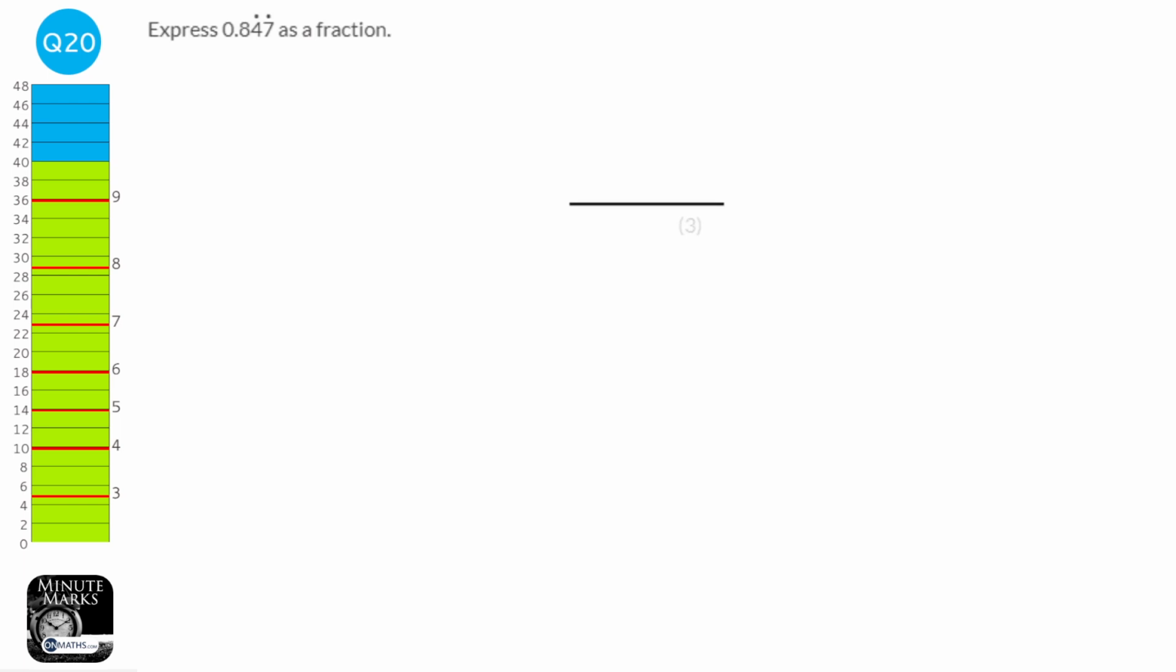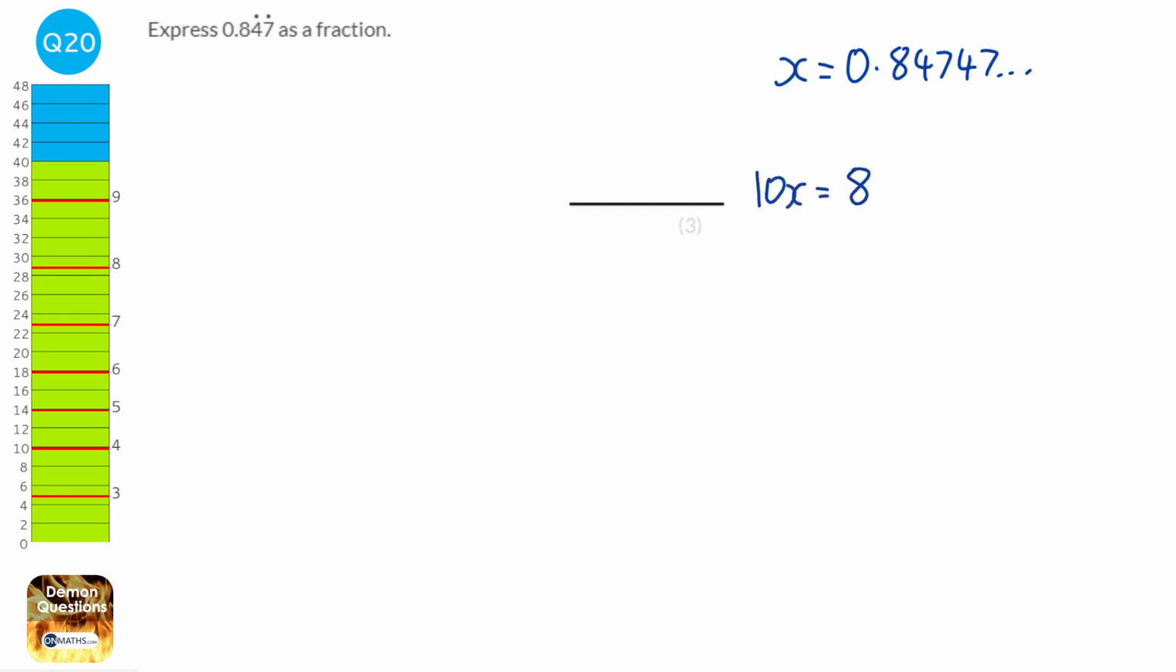I'm going to start by getting x equal to 0.847 recurring, and I'm just going to show that with 3 dots. And we want to bring forward everything that's not part of the recurring pattern. So what I'm going to do is find out what 10x is, and that's going to be 8.4747. So I've just got the recurring pattern after the decimal point. And what I want to do now is bring forward one of the occurrences of the recurring pattern, so the 4 and the 7, just one of them.